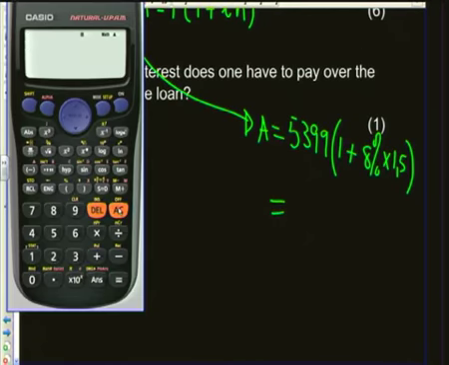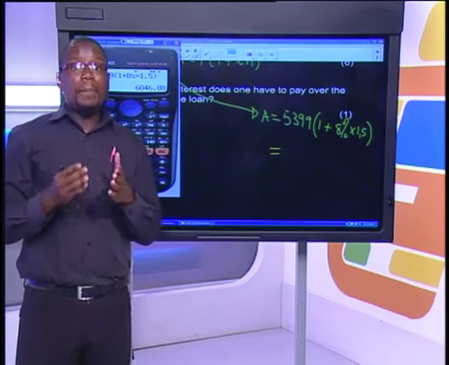You've got your 5,399 bracket 1 plus your 8%, which one is which? Shift percent, right? And then times the 1,5, close bracket, this, right? So now we get 6,046 rand 88 cents. But now we want to know how much is he going to pay per month.